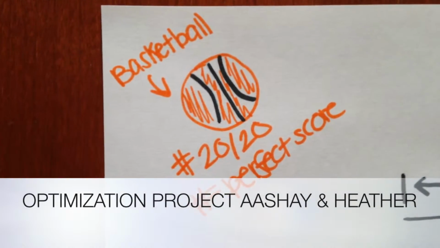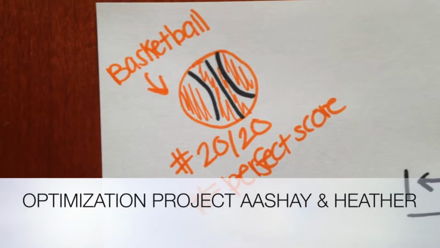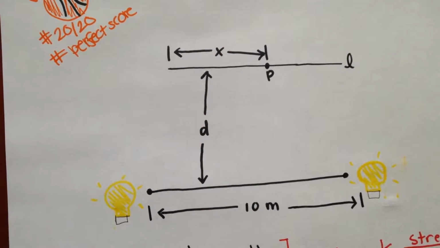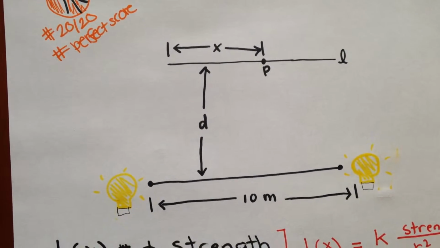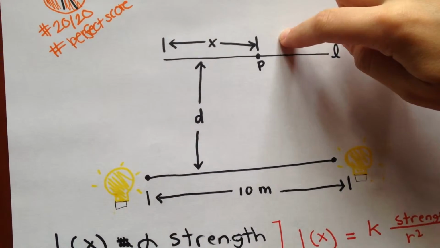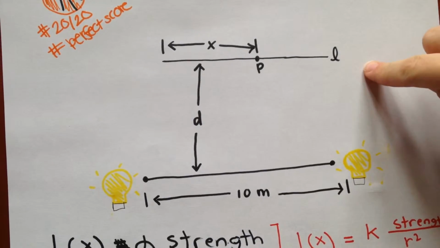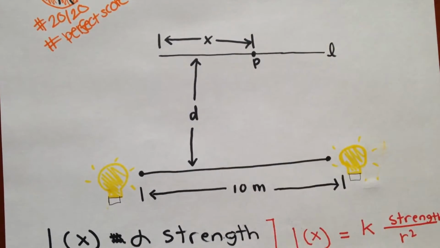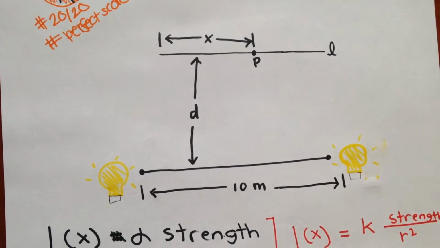Today we're doing an optimization project. Mr. Stone, maximize our grade. Two light sources of identical strength are placed 10 meters apart. An object is to be placed on point P on a line L parallel to the line joining the light sources at the distance d meters from it, as seen in this figure.